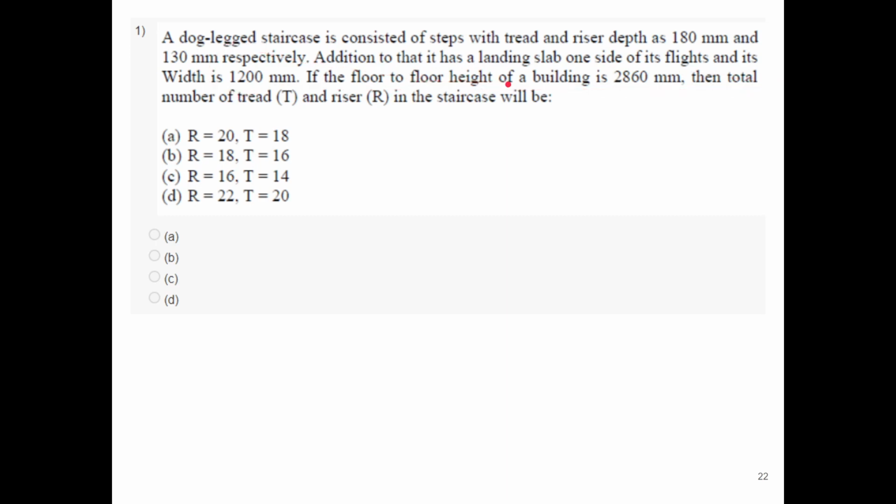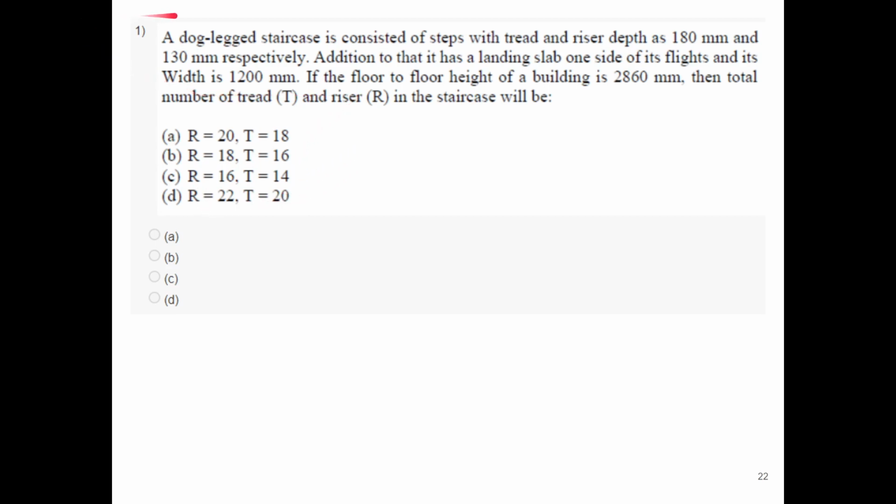If the floor to floor height of a building is 2860 millimeter, then the total number of treads T and risers R in the staircase will be how much? R equal to 20, T equal to 18; R equal to 18, T equal to 16; R equal to 16, T equal to 14; or R equal to 22, T equal to 20.